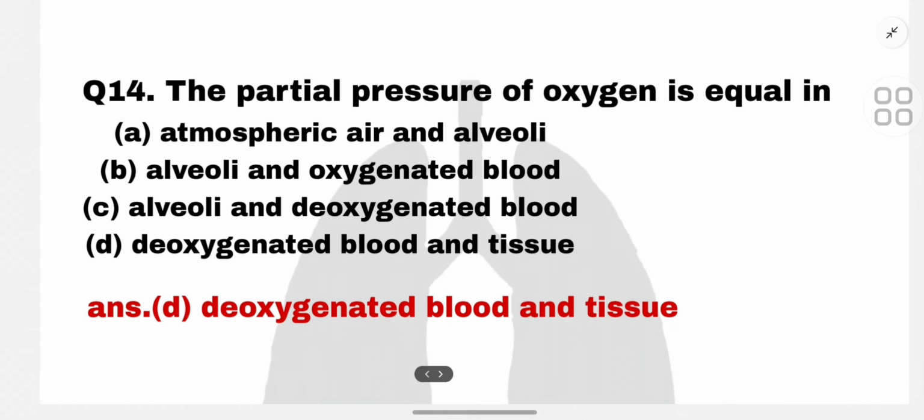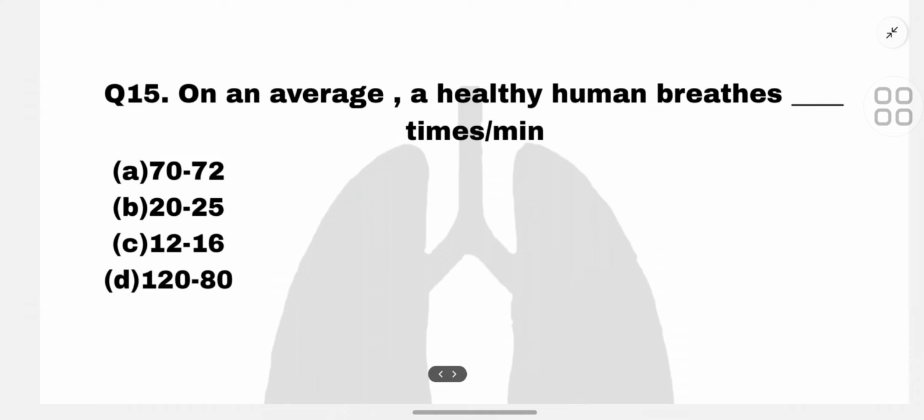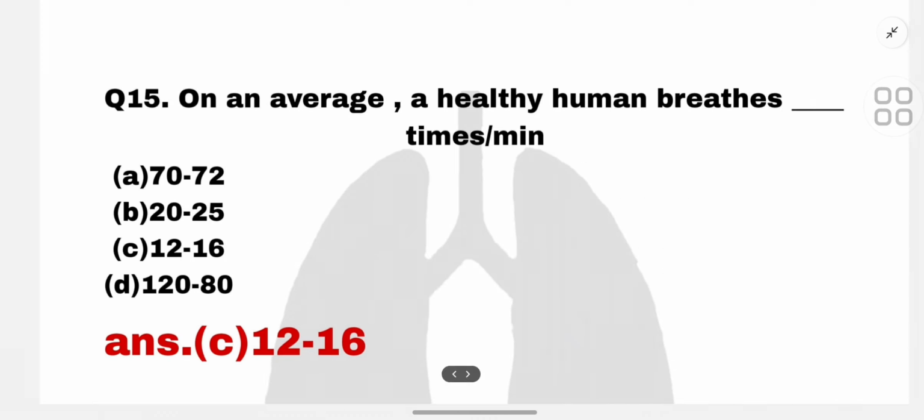So the correct answer is D. Deoxygenated blood and tissue. So the next question is, on an average, a healthy human breathes dash times per minute. A. 70 to 72 times per minute, as the question is given here, so I only read the option. B. 20 to 25. C. 12 to 16. D. 120 to 80. So the correct answer is C.